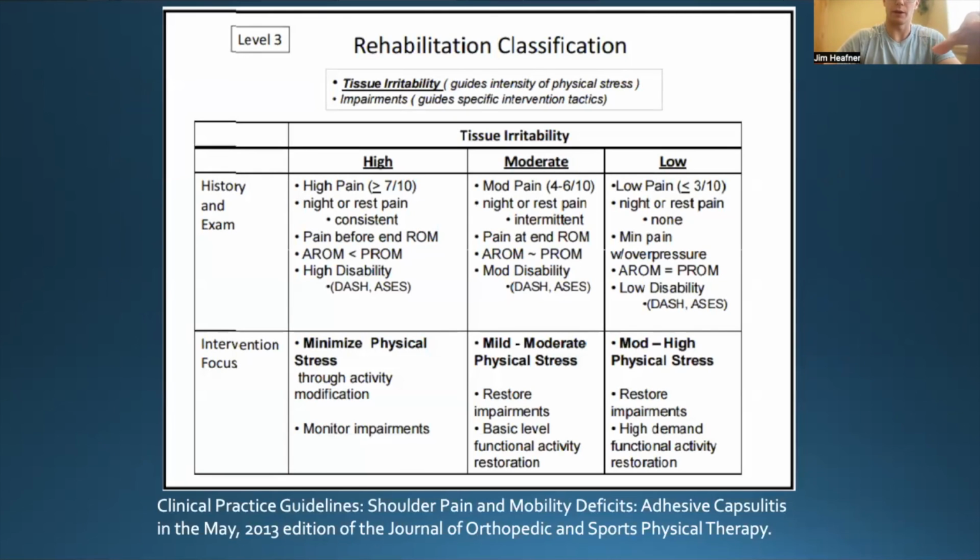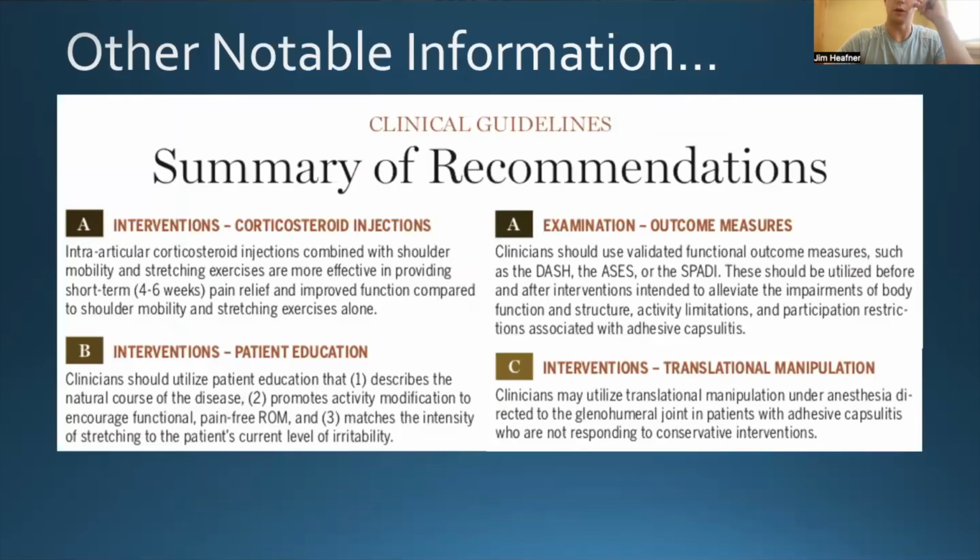This is something we talked about earlier, but it reviews the tissue irritability scale for dealing with individuals with adhesive capsulitis, and a few other notable points of information. The corticosteroid injection, we talked about 3 to 6 or 4 to 6 weeks, is what it says here, and that has grade A evidence. There's also grade A evidence to use functional outcome measures such as the DASH, the ASES, or the SPADI. Patient education has pretty good evidence as well, grade B. And then manipulation under anesthesia has weak or mixed evidence. So that sort of confirms what I was just talking about.